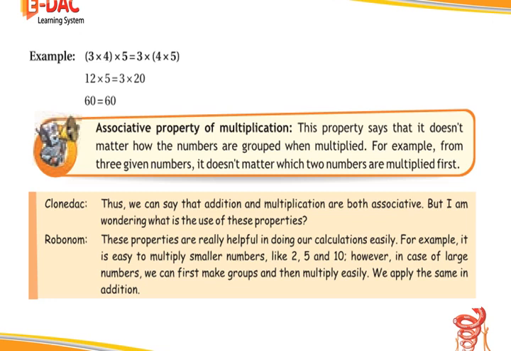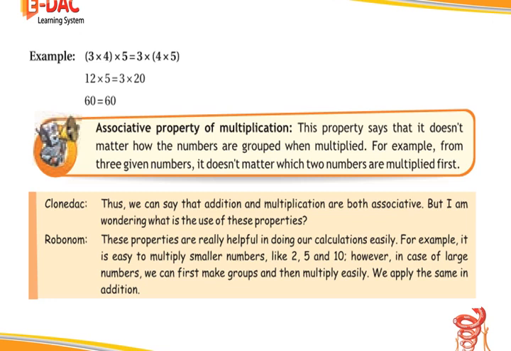So the associative property of multiplication says that it doesn't matter how the numbers are grouped when multiplied. For example, from the three given numbers, it doesn't matter which two numbers are multiplied first.